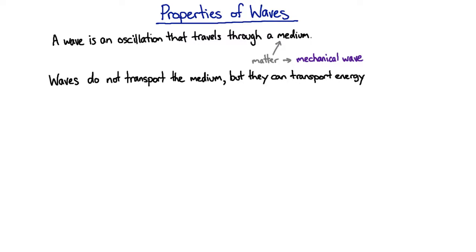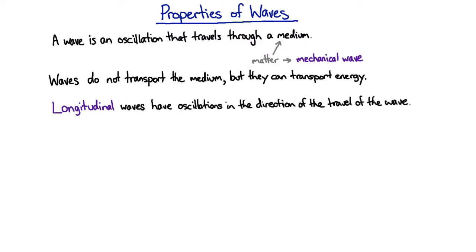We learned that we often distinguish between different waves depending on which direction the oscillations are. So if you have the oscillations in the direction of the motion of the wave, then that's called a longitudinal wave. And if they go sideways or transverse to the direction of travel of the wave, then they're called transverse waves.